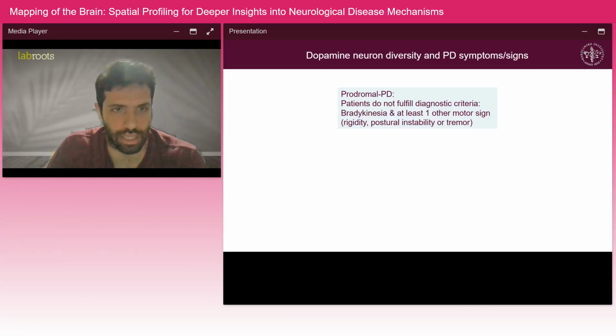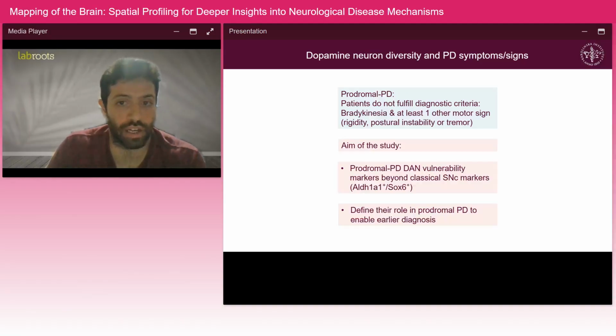So our question in the lab was this: prodromal Parkinson's disease is defined as the stage before the diagnosis. And in order to make a diagnosis of the disease, you need to have this criterion, that you have bradykinesia and at least one other motor sign from those four that I mentioned. So it seems that you might have bradykinesia early on in the prodromal states, but you're not fulfilling the criteria of Parkinson's disease. So you might have lost some cell type that is very vulnerable in the early stages.